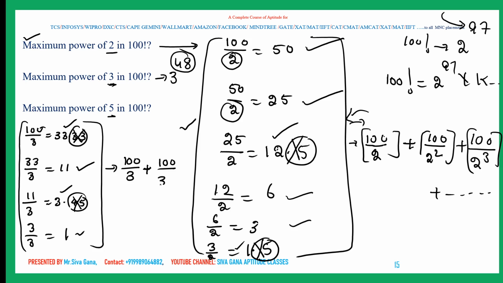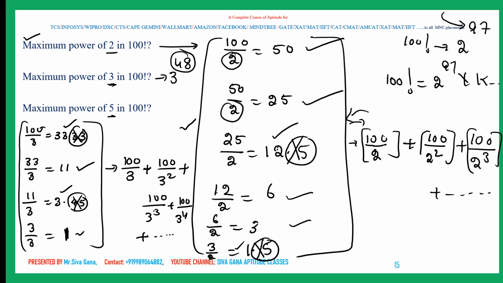Next, 100 by 3 square plus 100 by 3 cube plus 100 by 3 power 4 plus, like this. We are going to stop the process where 0 point something occurs. We have to stop at 1, right? If the integral part is 1, we can stop. If the integral part is 0, there the process ends.